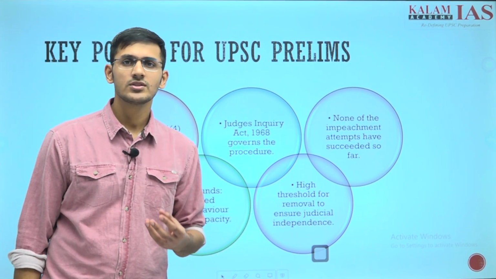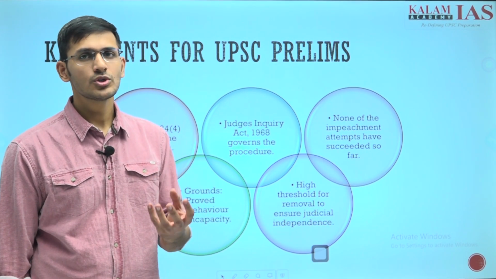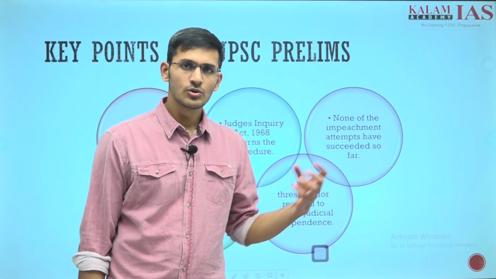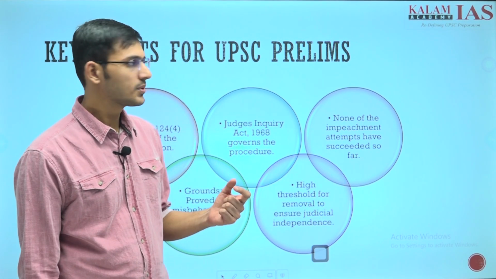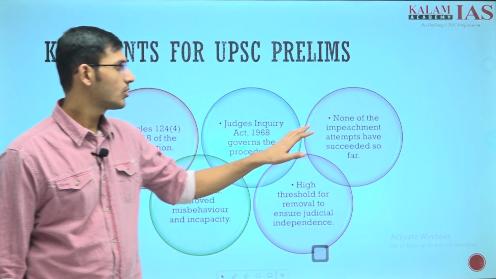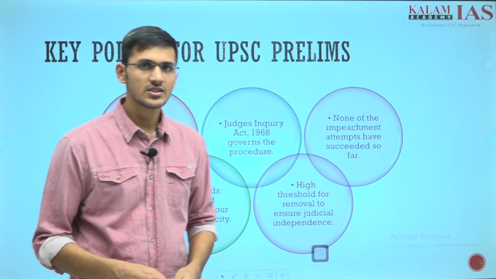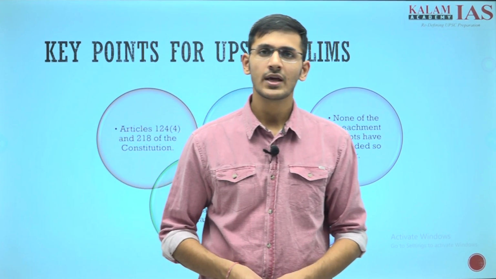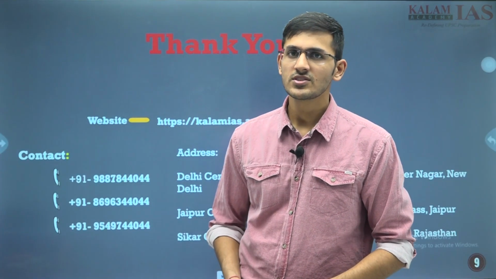The 2/3 majority is required in each house to ensure judicial independence, and all parties have to come together finally to remove a single judge from either the Supreme Court or High Court. And finally, we also have to remember, none of the impeachment attempts have succeeded so far. As a result, no judge in the Supreme Court or High Court has ever been impeached. This is it in the news case.